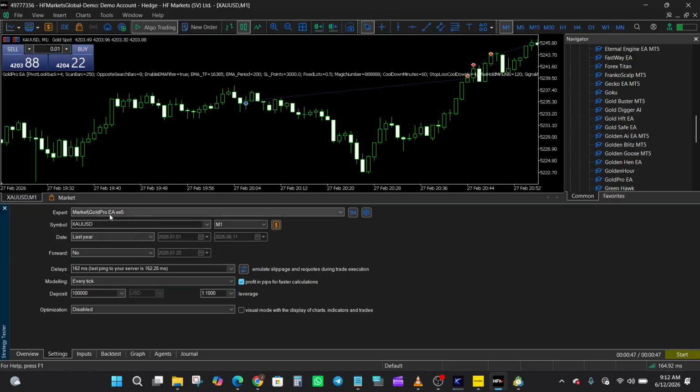All right, let's see how the EA performed over the past 5 months. We can see that we're testing the GoldPro EA on XAUUSD on the M1 time frame as recommended, and we are testing from the beginning of this year till date. And as for the delays, we are using the last ping to the server, we are using the every tick modeling.